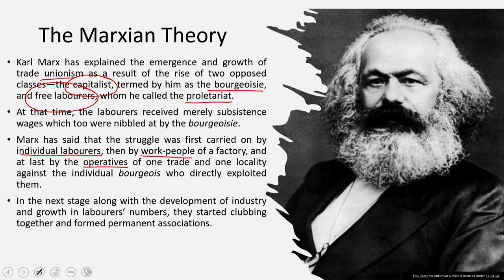So it is not something that has happened just like that or within a day. It has a certain history associated with it, a certain past. Once it started with individual laborers, it went on to a bigger scale with workpeople, and then finally trade operatives took up the fight. That's how the fight against the first individual bourgeois, and later the entire class of bourgeoisie, came up from the part of the proletariat. In the next stage, along with the development of industry and growth in laborers' numbers, they started clubbing together and formed permanent associations.